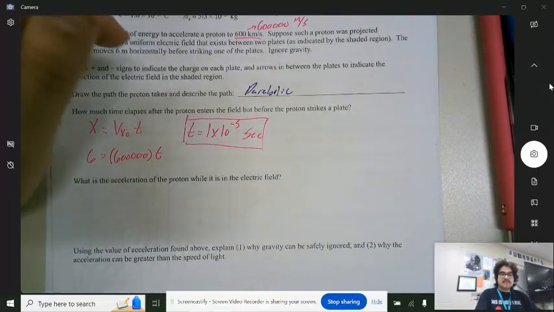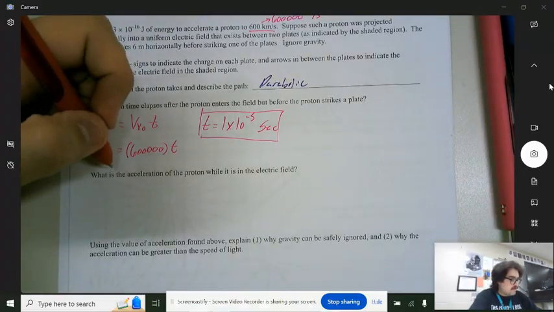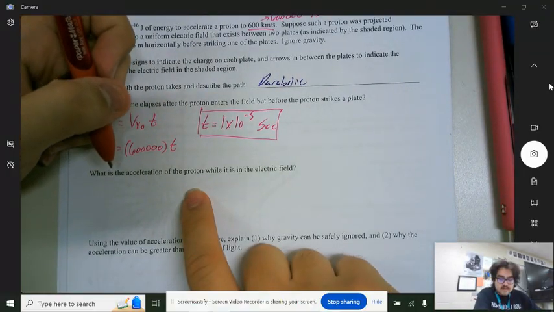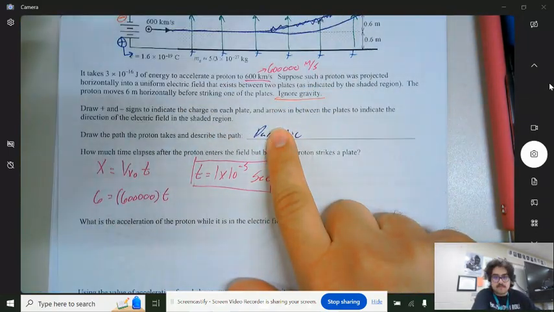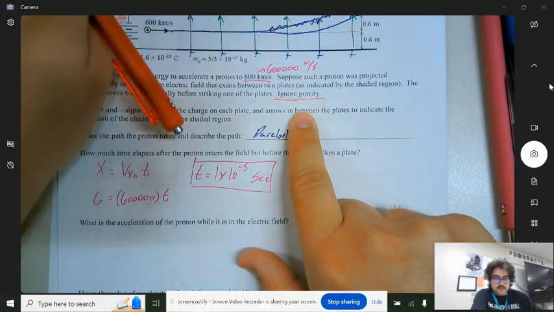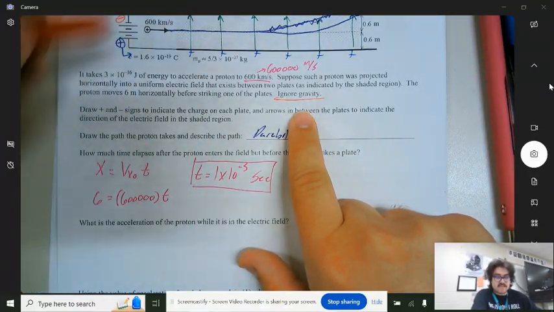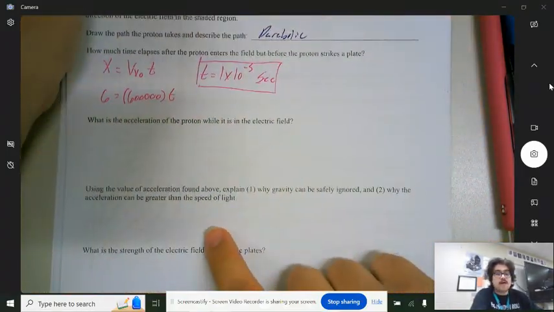What is the acceleration of the proton when it's in the electric field? Well, the proton is going to be subject to acceleration. If we're ignoring gravity, like it says in the earlier part of the problem, then the only acceleration is going to be upwards towards the plate, because that's the net force. The only net force is in the y direction from the electric field.